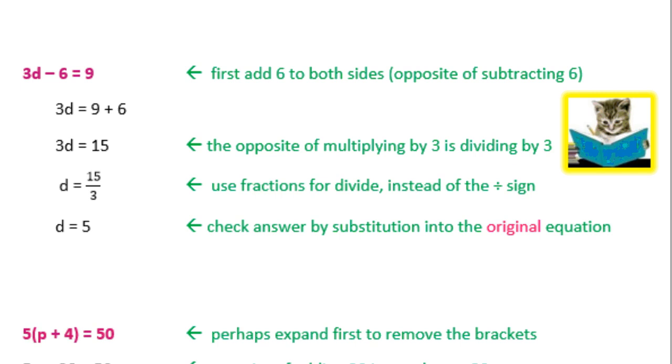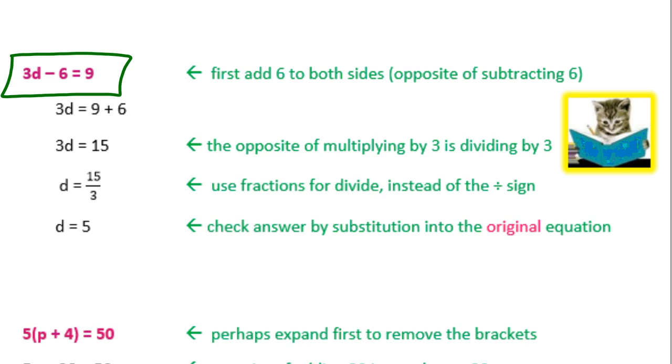Because on this equation, we have 3d, take away 6 equals 9. So the problem is there's two things to get away from d. We've got a 3 and we have a 6. So what you've got to think about, a good rule of thumb, is which one is geographically further away from the variable. The 3 is right next to the variable, it's being multiplied.